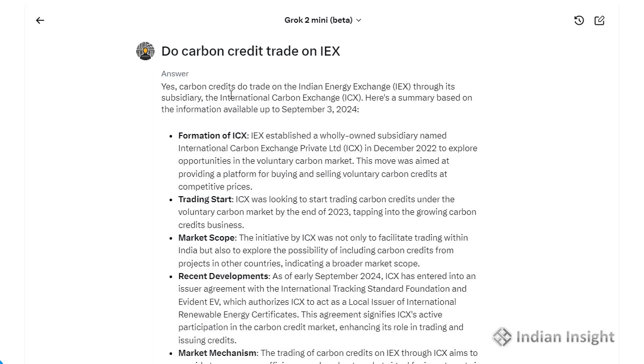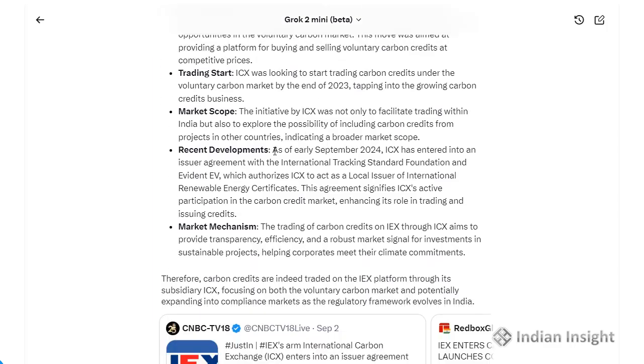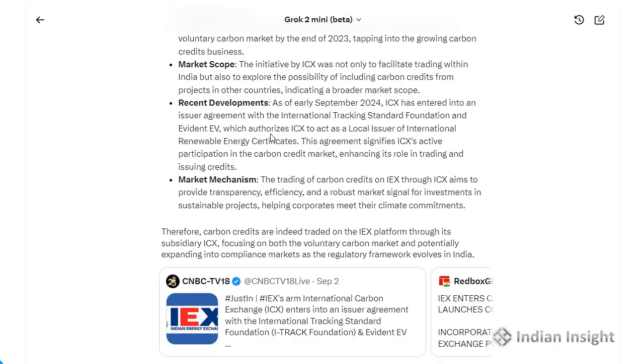So it clearly tells you that yes, carbon credit trades through the International Carbon Exchange, which is a wholly owned subsidiary of the Indian Energy Exchange. This is when ICX was formed. Trading started in 2023. ICX essentially wants to explore the possibility of including carbon credits. And it also talks about the recent development, which is basically the regulatory filing that happened yesterday, where it mentions that ICX has entered into an issuer agreement with the International Tracking Standard Foundation and Evident EV. So ICX will act as a local issuer of international renewable energy certificates.